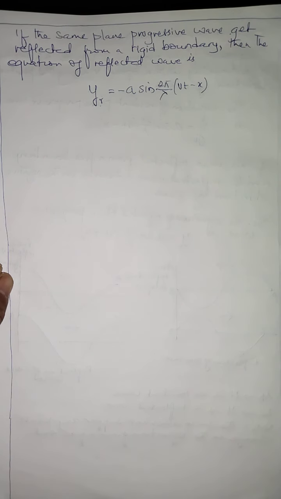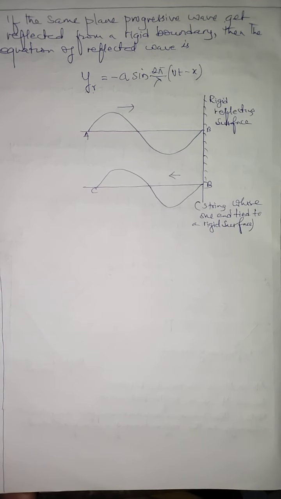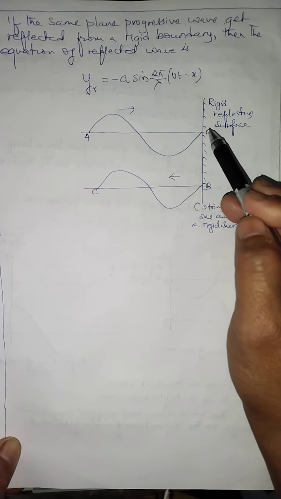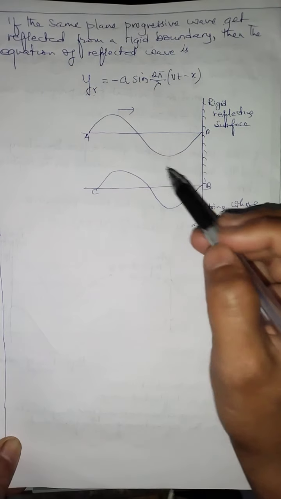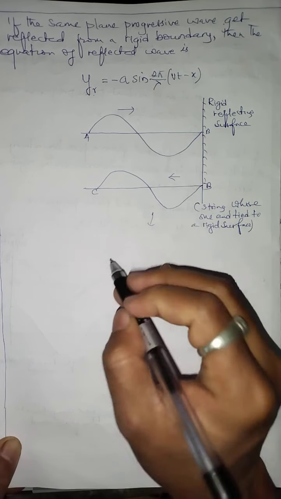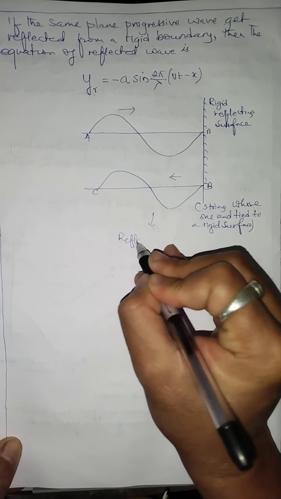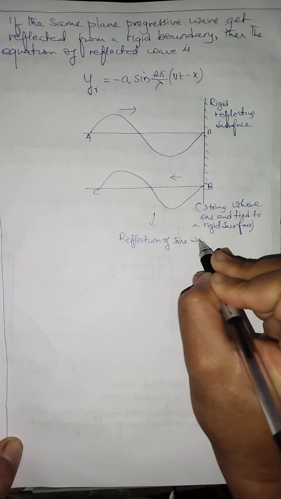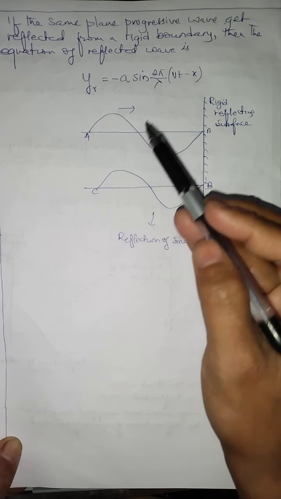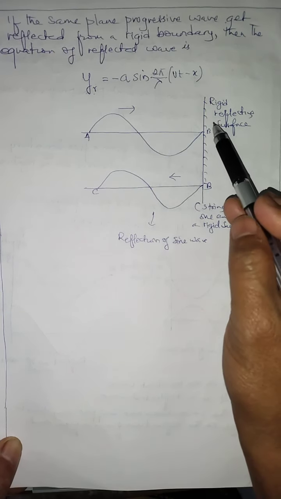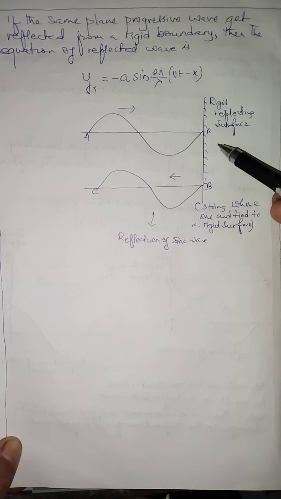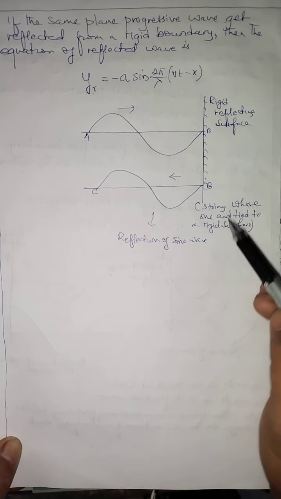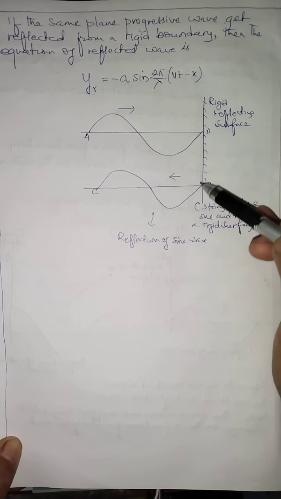Now in this case, the plane progressive wave, as you can see, is advancing in the positive direction of the x-axis, and this is also an example of the reflection of which wave? Sine wave. The plane progressive wave expressed by the sine function advances in the positive direction of the x-axis and gets reflected from the rigid reflecting surface, like a string whose one end is tied to a rigid support, which acts as a rigid reflecting surface.